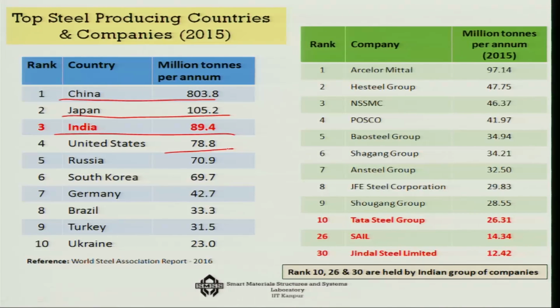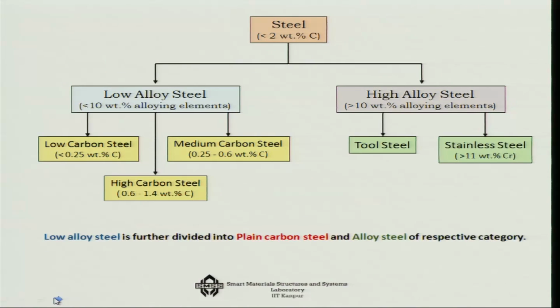In terms of companies also, there is one company at the top of the list, Arcelor and Mittal together, where there is an Indian contribution, that is 97.14 million tons, and also if you look at number 10, Tata Steel Group 26.31 million tons, or SAIL or Jindal, we really have world presence in terms of million tons of steel per annum production. So, that is why steel is one of the very important materials for our economy.